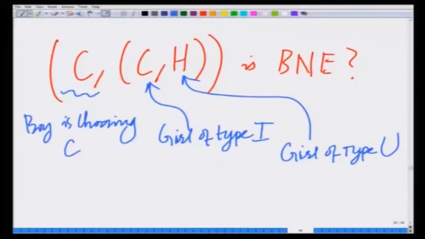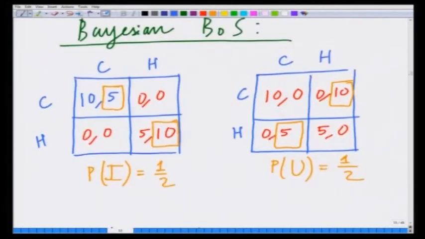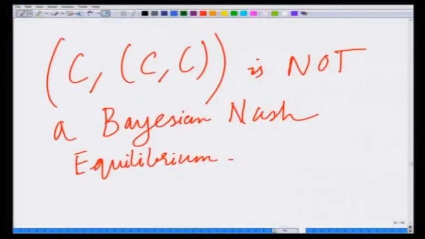Now, we have to see if C comma H of the girl, that is, where the girl of type I is choosing C and the girl of type U is choosing H, is the best response to C of the boy. To figure that out, let us go back to our Bayesian game tables. If the boy is choosing C, C of the girl of type I is the best response, and if the boy is choosing C, H of the girl of type U is also the best response. So, C comma H for the girl is the best response for the girl of each type to C of the boy, and you can verify that by looking at the Bayesian game tables.